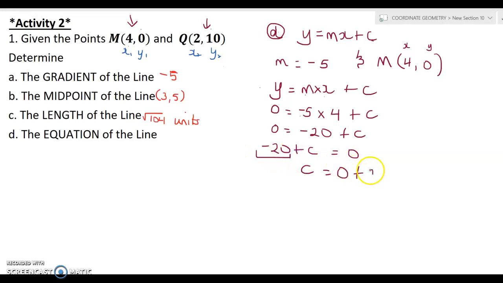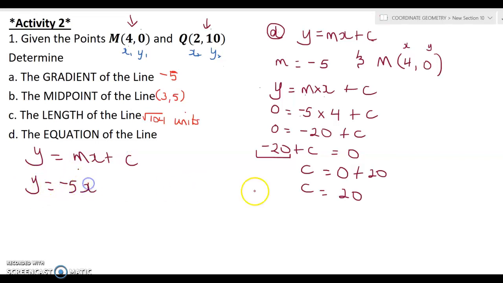So therefore, the general equation is y equals mx plus c, and replace that m with the negative 5, because that's the gradient, right? So it's y equals negative 5x plus my c value, which is 20. So this here is my equation of the line, right? So take your time, make sure you understand.